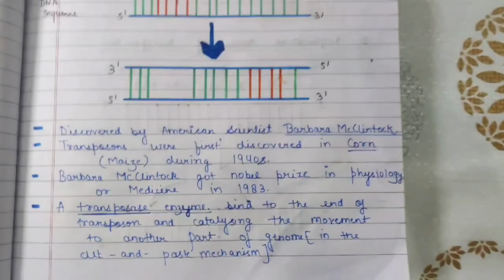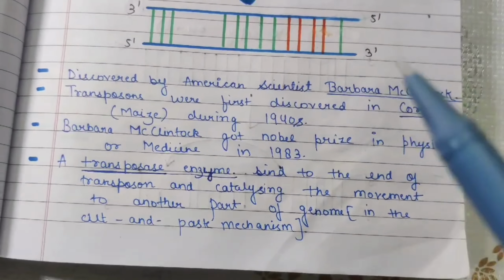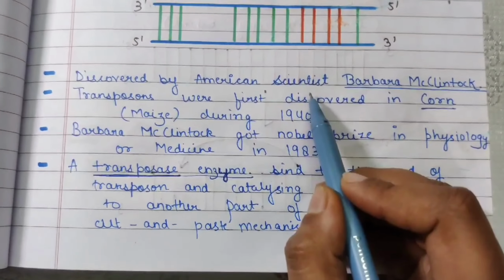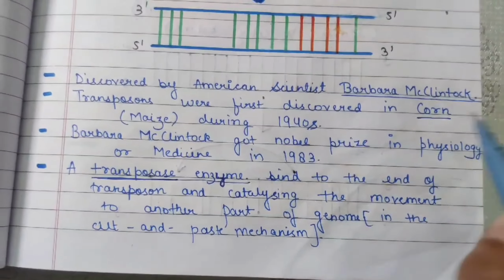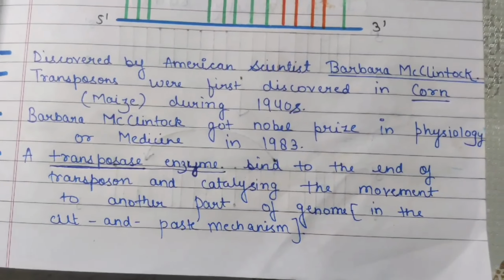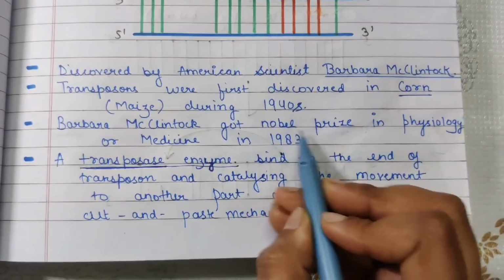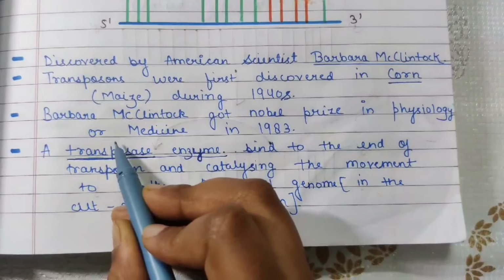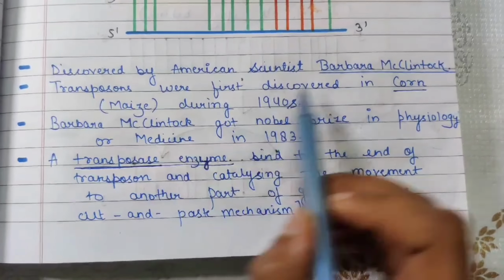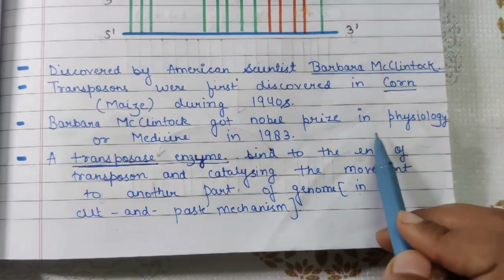Now you need to know about the various key points related to the transposons. It was discovered by the American scientist Barbara McClintock. Transposons were firstly discovered in corn, that is maize, during the 1940s. She also got the Nobel Prize in Physiology or Medicine in 1983. That is Barbara McClintock, who discovered the transposons, got this Nobel Prize also.